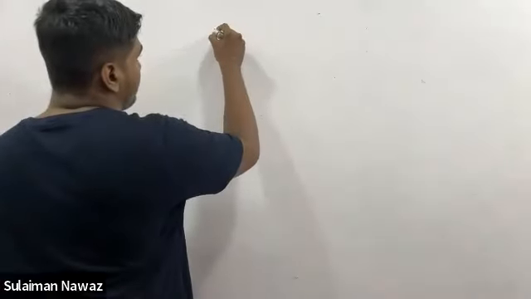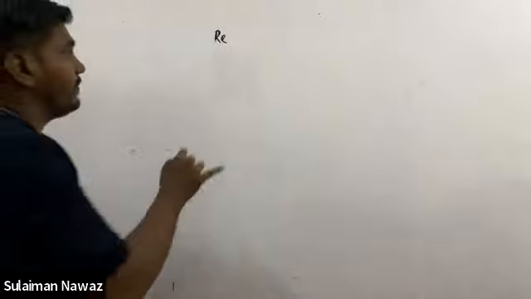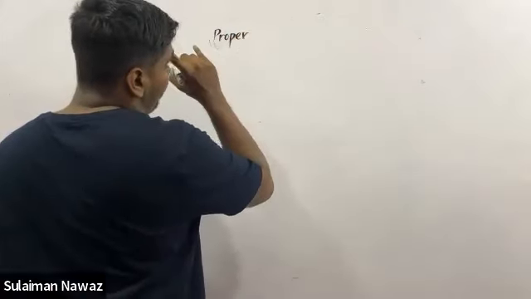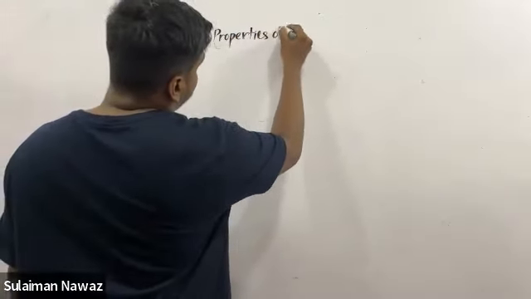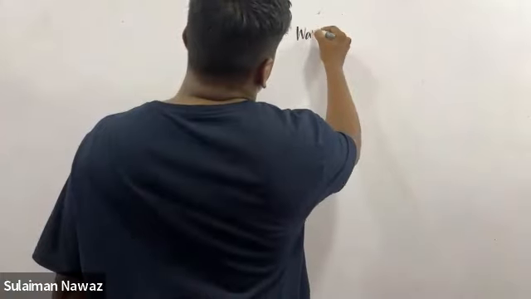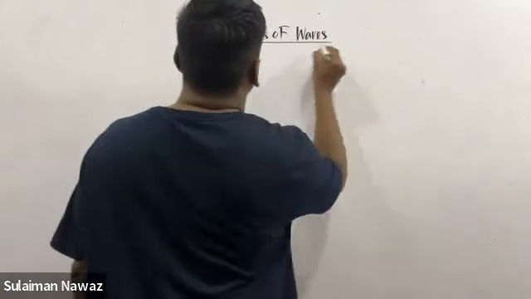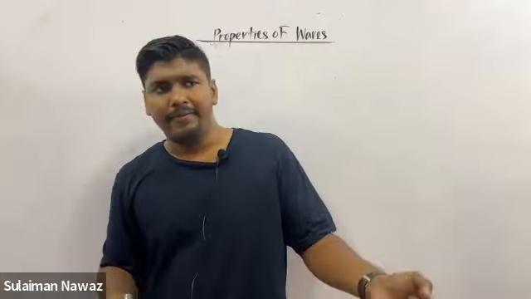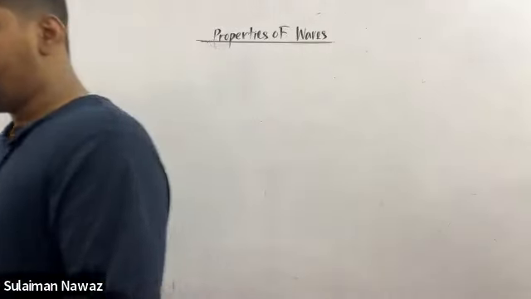So put your topic, properties of waves. Number one, reflection. Number two, refraction. Number three, diffraction. Number four, interference. And number five, polarization.